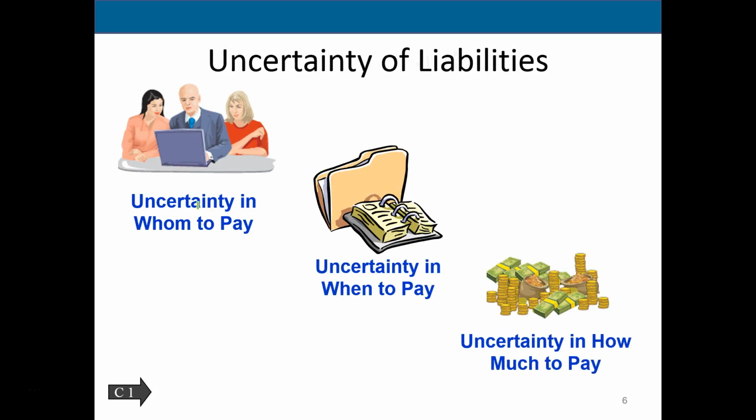So, uncertainty of liabilities. Uncertainty in whom to pay, uncertainty in when to pay, uncertainty in how much to pay. Those are the three things we need to know when we think about liabilities: who are we paying, when are we going to pay it, and how much do we pay.